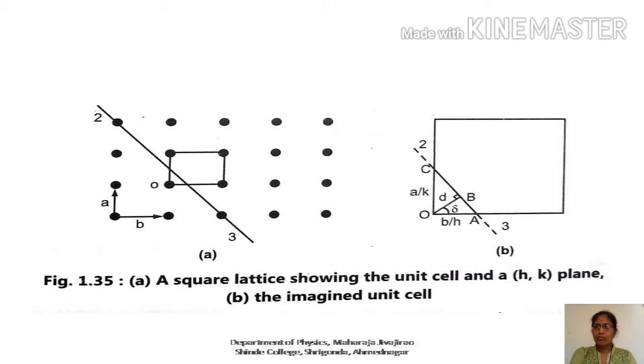Now the length of OA in terms of the HKL plane comes out as A upon H, and the length of OC in terms of the HKL plane is B upon K, because the HKL planes divide the cube edge, or the edge, into equal parts.